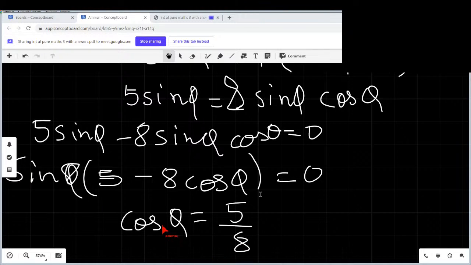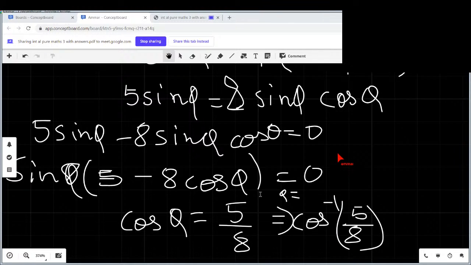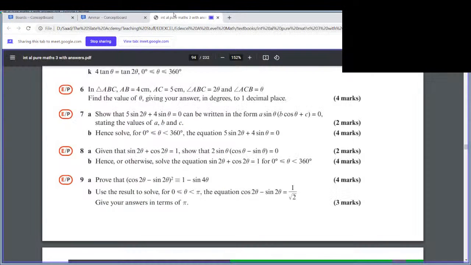Either theta is cos inverse of 5 by 8, or sine theta is equal to 0. Theta can't be 0 because we are working on a triangle, right? So theta is cos inverse of 5 by 8, which is 51.32, so 51.3 degrees. So is this the answer?